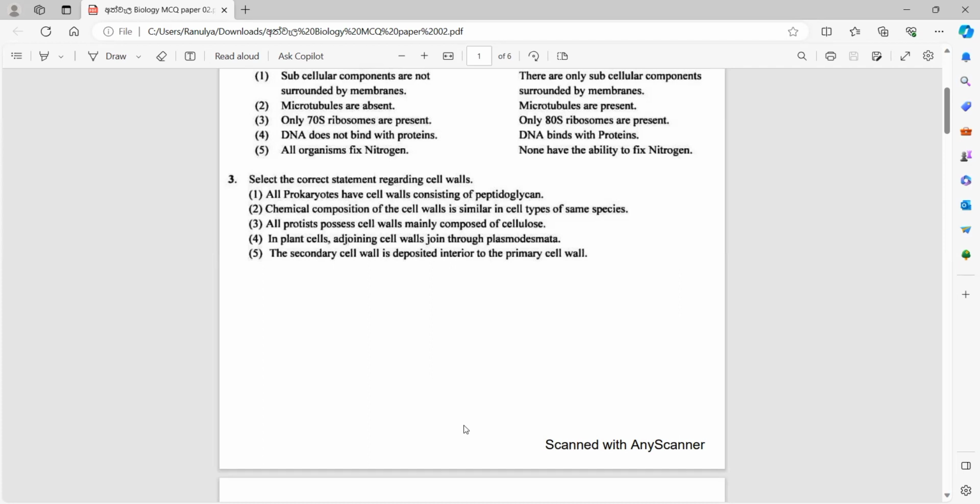In plant cells, adjoining cell walls join through plasmodesmata. That is also incorrect. Plasmodesmata are microscopic channels which run through the plant cell wall, and they are cytoplasmic living connections between the cytoplasm of adjoining cells. Fifth statement, the secondary cell wall is deposited interior to the primary cell wall. That statement is correct. So for the third question, the answer should be the fifth answer.